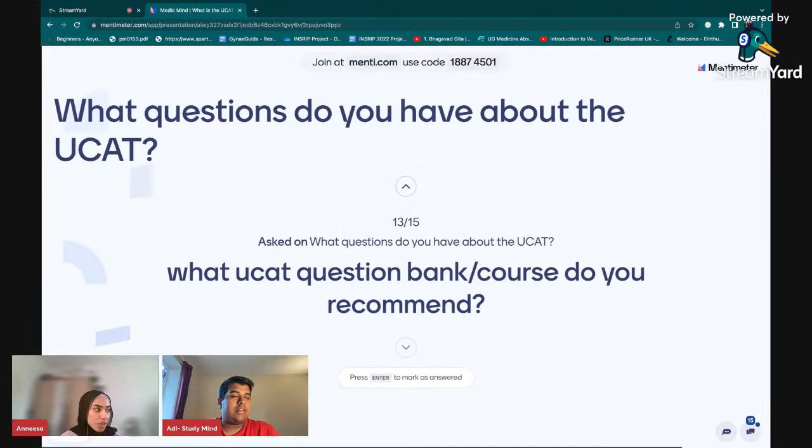Can I just touch on that? Yes. There's also the Get into Medical School 1250 UCAT question book that you can buy, and you can buy it secondhand, and it can be quite cheap, around £6 or £7. So if money is an issue, then you can just buy it secondhand.